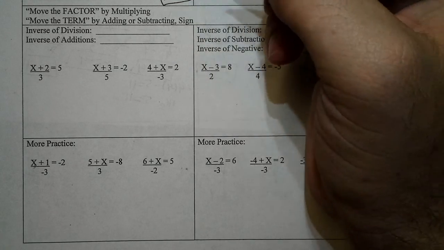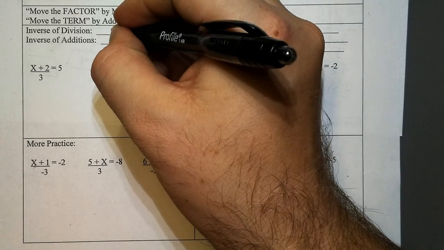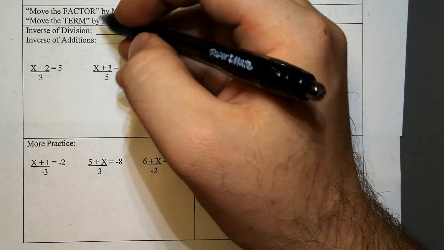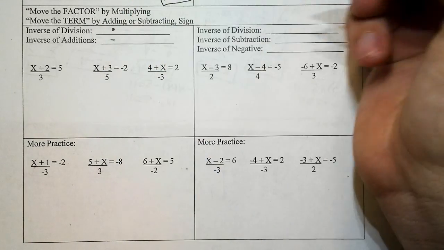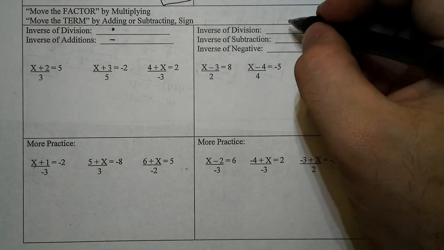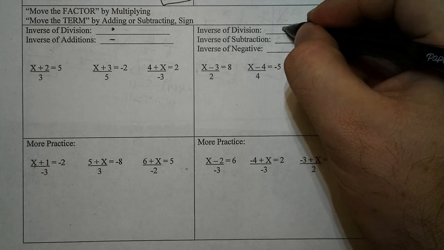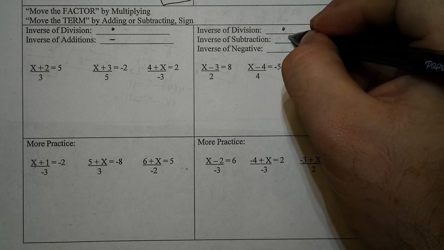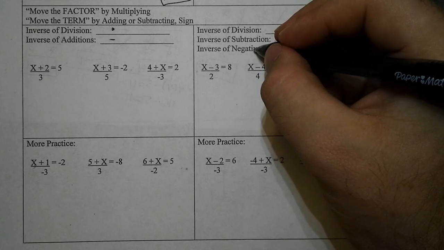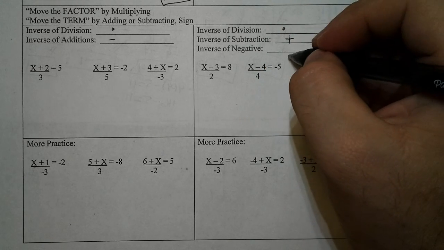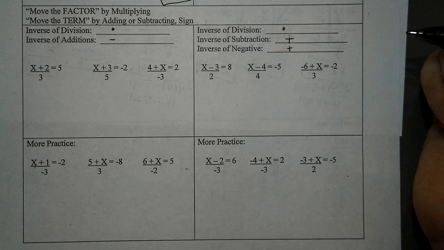Now, the inverse of division, we remember, that's multiplication. The inverse of addition is subtraction. And then over here, remember, the inverse of division is multiplication, the inverse of subtraction is addition. And when you see a negative, the opposite of negative is positive, so make sure you add the negatives to get rid of them.